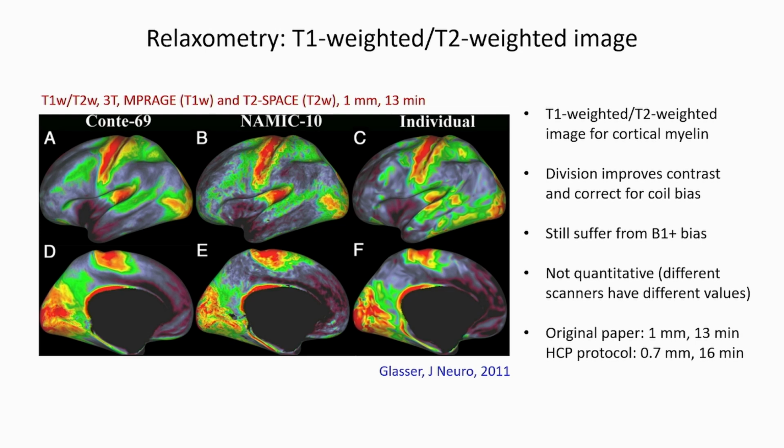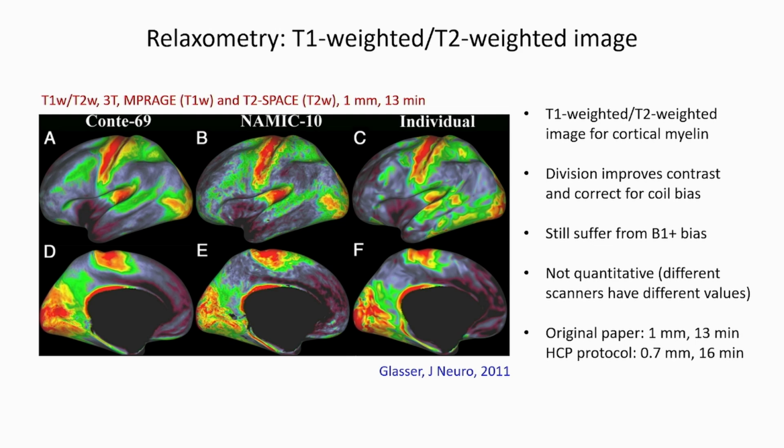Another disadvantage of this technique is that it is not a quantitative measure. That means if you acquire the data at one institute and do it at another institute or on different scanners, you will see a similar pattern. But if you simply pick a value, the two will report very dramatically different values depending on the scanner. So there are limitations to this technique.